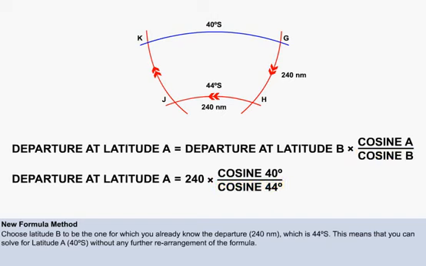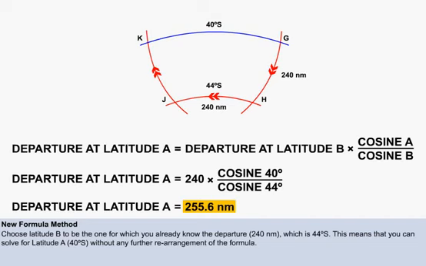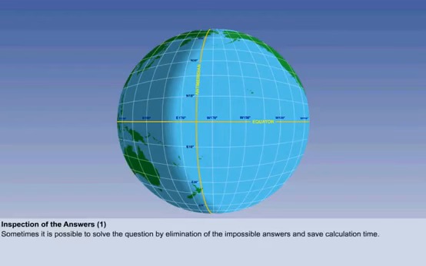Multiply that out on a calculator and the answer comes to 255.6 nautical miles, which is the same as our previous answer, but a lot quicker to work out. Don't forget that, for some questions, it is not always necessary to calculate.